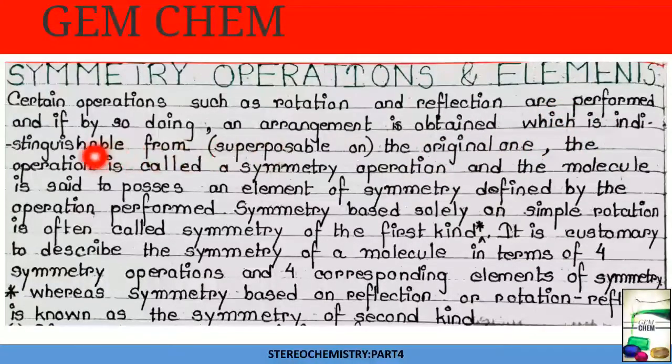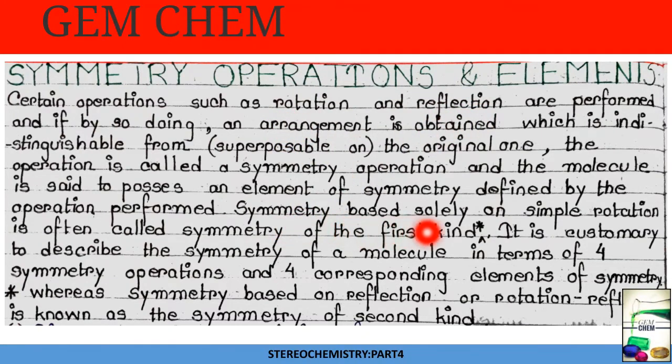are being performed, and if by so doing an arrangement is obtained which is identical or indistinguishable from the original one, that is, it is superimposable on the original molecule, then the operation is called a symmetry operation, and the molecule is said to possess an element of symmetry defined by the operation performed. So this element of symmetry will be defined by rotation or reflection, or maybe sometimes both together.